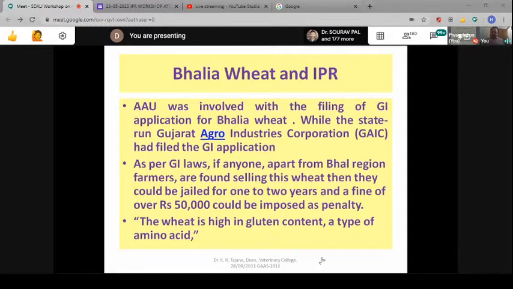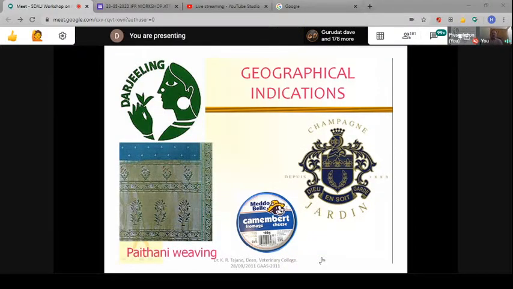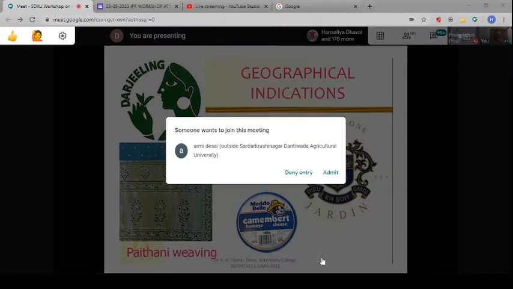So our counterpart, Anand Agricultural University, has taken the initiative for filing the GI application for the Bhalia wheat. And our state-run Gujarat Agro Industries Corporation, GAIC, has also helped them to file or nominate this Bhal wheat for the geographical indication application. So you will find many examples all over India. Now these are some geographical indications. Already I have told you about Darjeeling tea, then Pethani sarees, then this cambered formic cheese, then others.